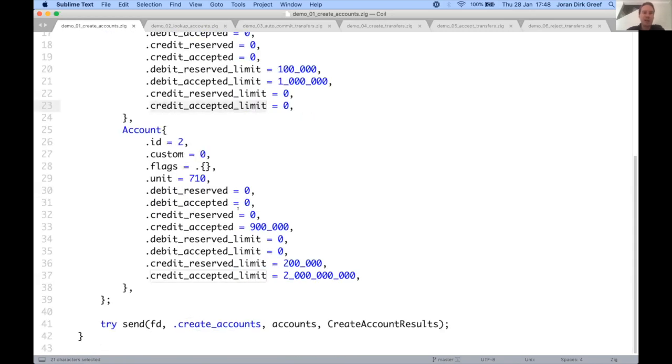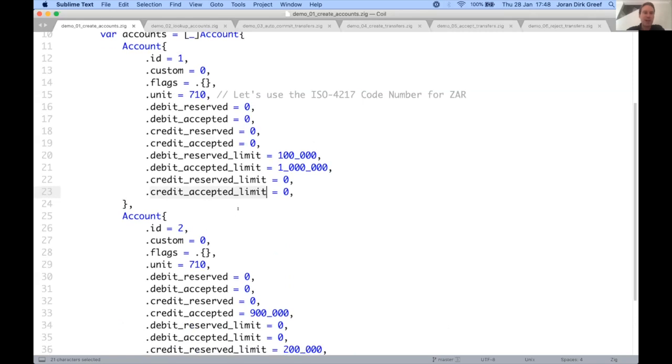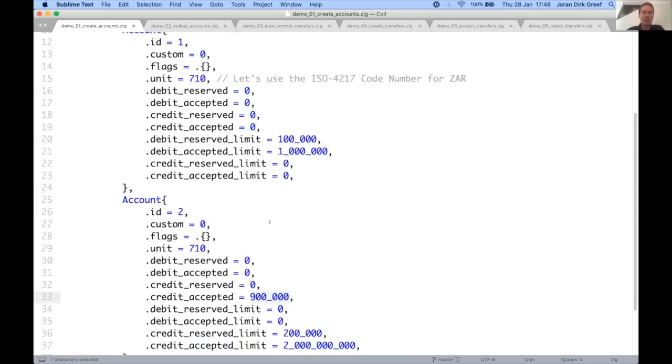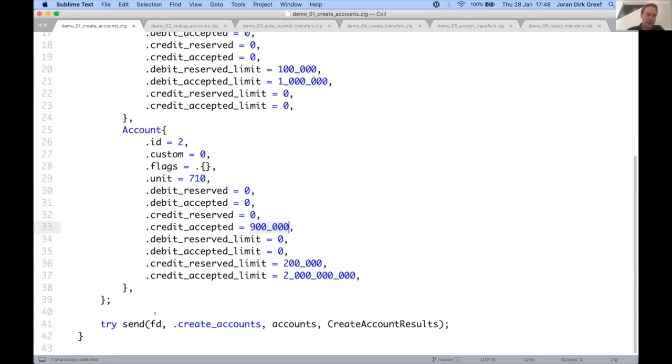So 2 accounts, both same unit of value, ID 1 and 2. They've got different credit, debit balances, different limits. We're going to send them into TigerBeetle, say, hey, TigerBeetle, creating some accounts. Here's a batch, could be 1, 1,000, 10,000, it's all fine. And then we're going to take a look at the result.